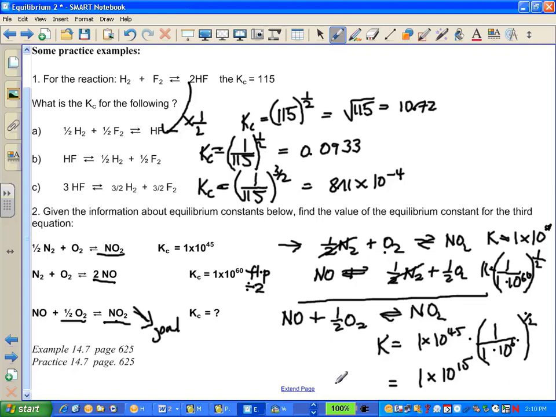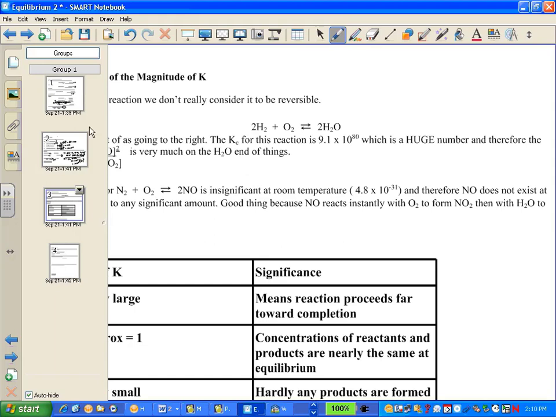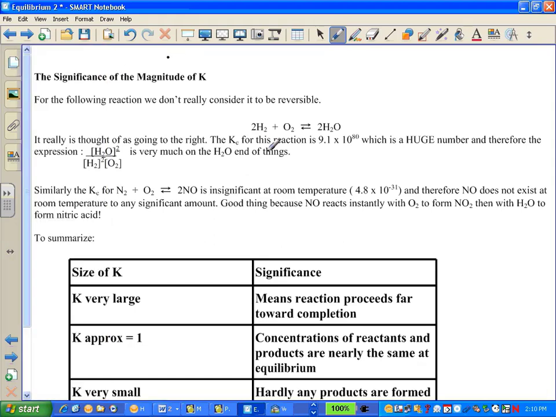The key with being able to do these is to do practice questions. Okay, so hopefully you will complete the practice 14.7 on page 625. The next piece of this lesson is to look at the magnitude of K, and the significance of the actual size of K that we're dealing with.